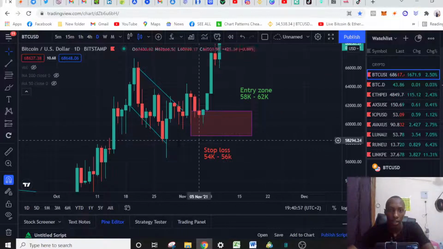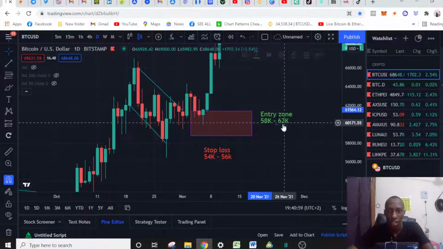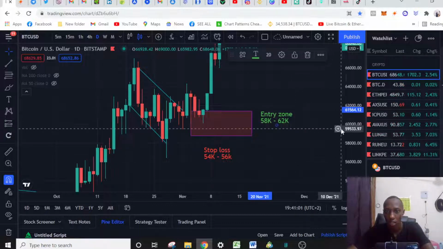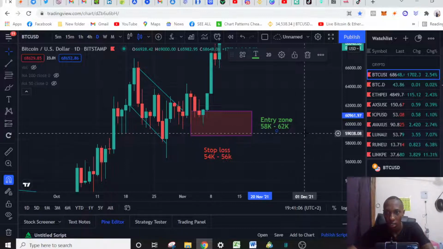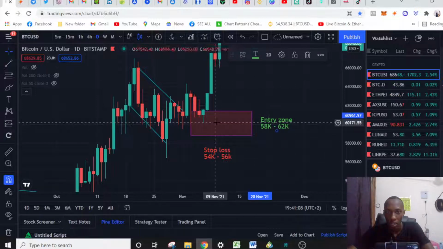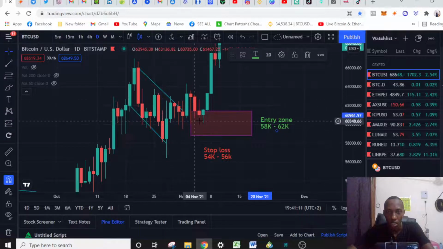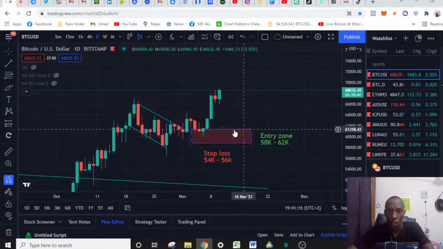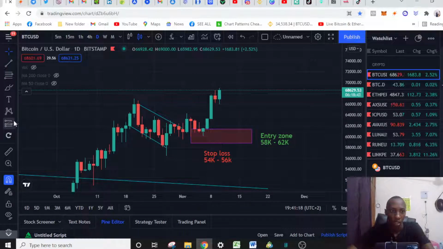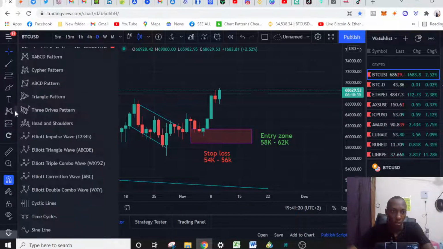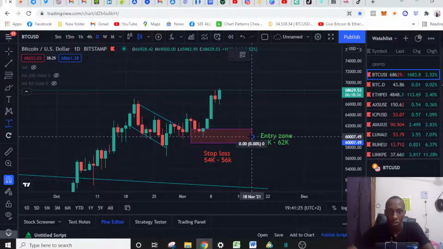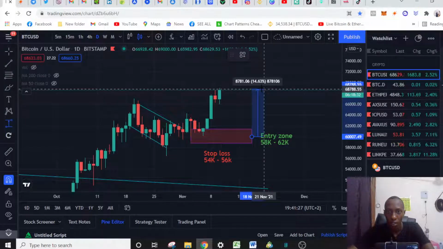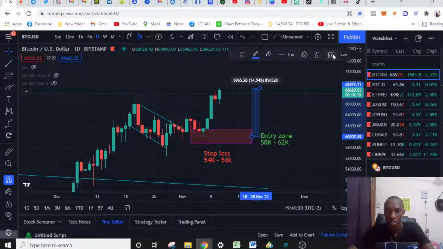So you can see here I have an entry at 58K, 62K. This is the entry that I gave my people. This was, I think, a week or two ago, and Bitcoin was just consolidating right here. And you can see if you had bought when I told you, right now you have, let's take the measuring tool. I don't know where it is. Measuring tool. So you have been up 15%. 15% is not bad.